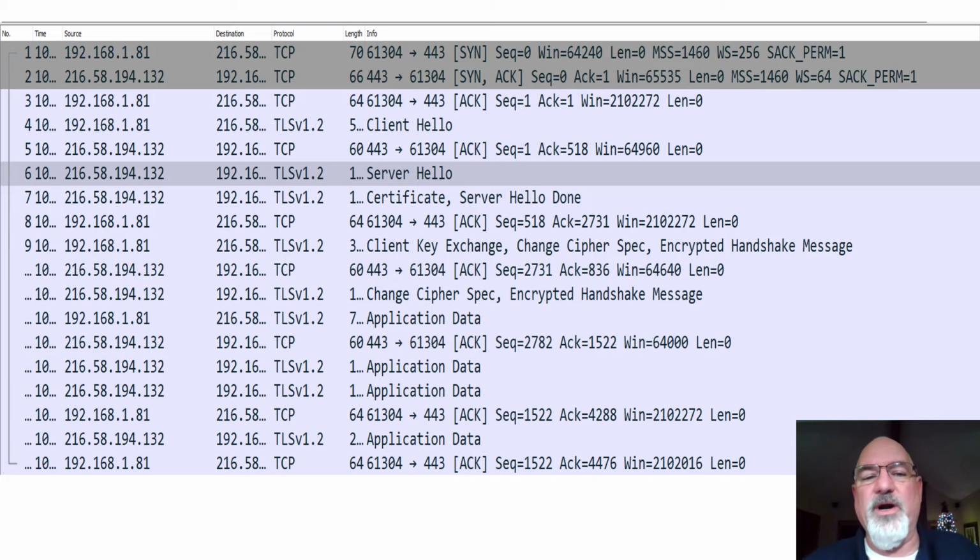Here is a Wireshark with just a high level TLS exchange, right? You can see the three-way handshake takes place here. So that's the TCP three-way.